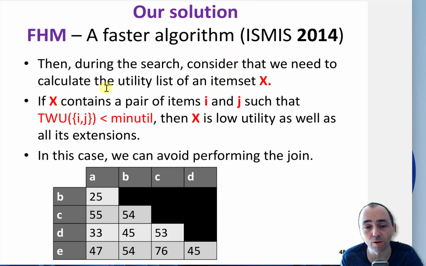So as I said before, when we do the search, we will use this to reduce the number of joins. If we have a new item set X that contains two items I and G, like the item set ABC contains A and B, and we find that the TWU of I and G, like A and B, is less than the minimum utility, then X is a low utility item set, it's not high utility, and we don't need to look at all its extensions. We don't need to do the join to build the table of ABC. So as I said, if you have ABC as X, you find AB is $25, which is less than the minimum $50, then you don't need to look at ABC and everything that starts with ABC, like ABCD, ABCDE, and so on.